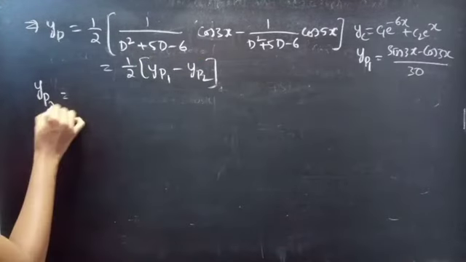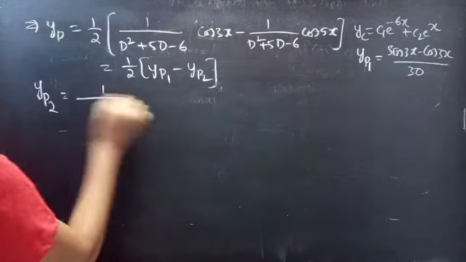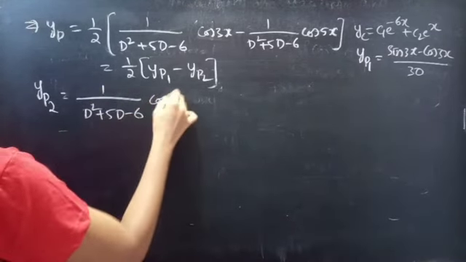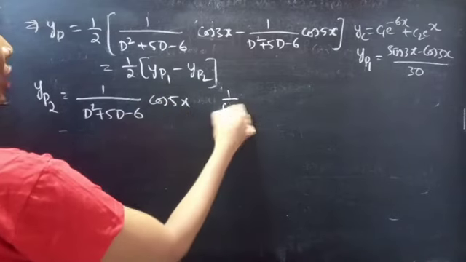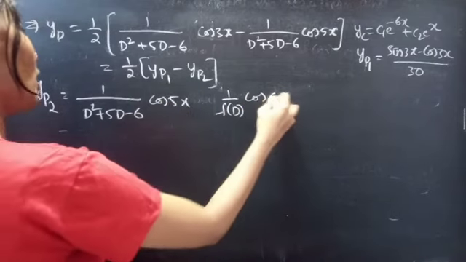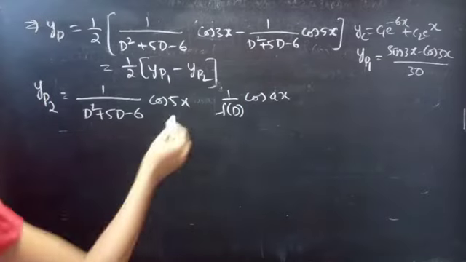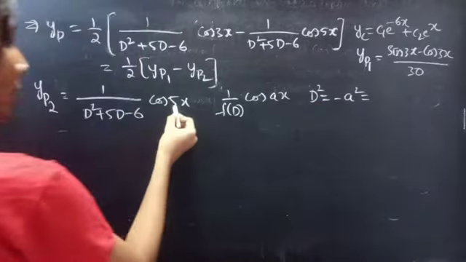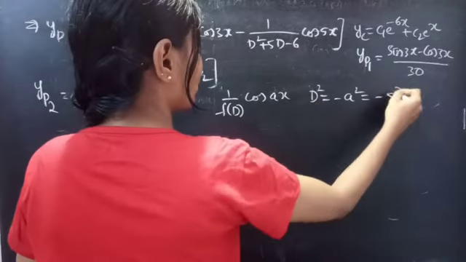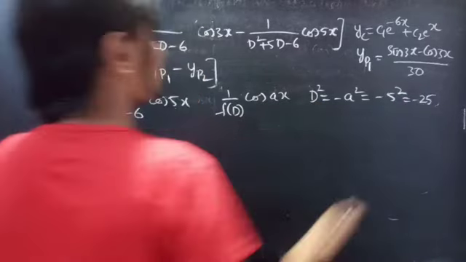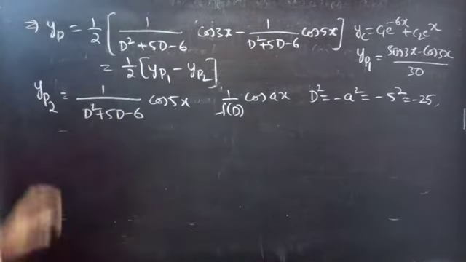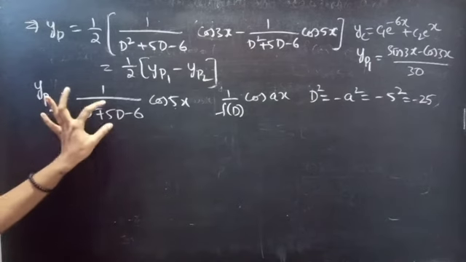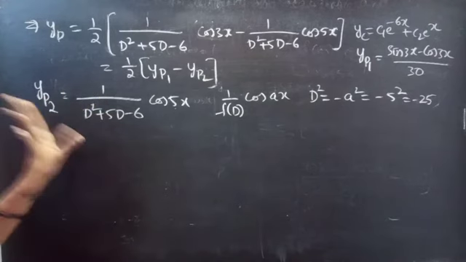Now let's find yp2. 1 by f of D into cos 5x. This is in 1 by f of D into cos ax or bx form, right? Now we need to find D square, which is given by minus a square for a equals 5. You'll get minus 5 square, which is equal to minus 25. Now let's see what happens if we replace D square by minus 25. Always we should get the denominator not equal to 0. Denominator must be not equal to 0.